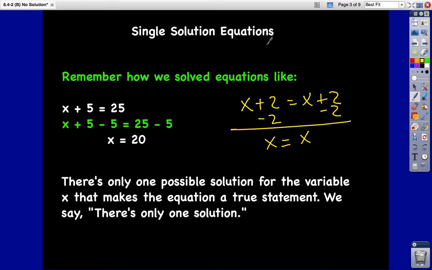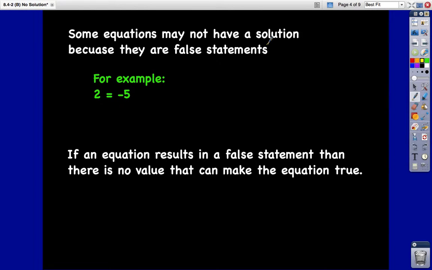Let's look at some that might result in that. I already had an example here, so skip that. This is just another example of a false statement, so we'd say there's no solution.